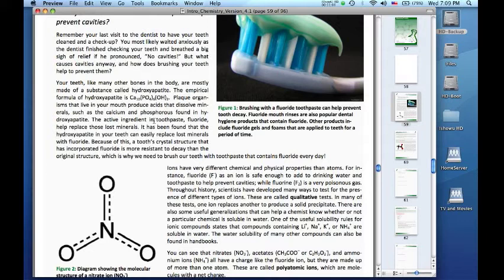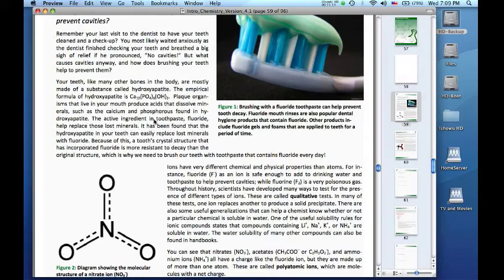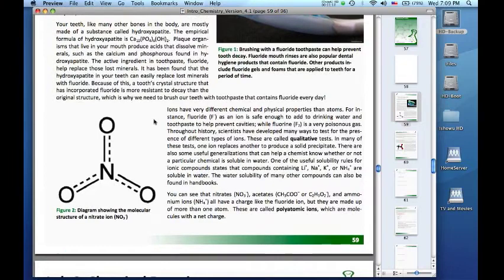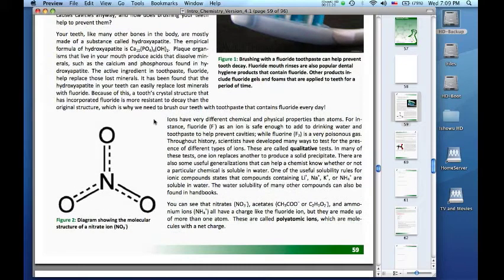And your teeth are hydroxyapatite. And fluoride does a couple of things. Fluoride enters into the hydroxide to make this molecule less soluble. It's also harder, so it makes your teeth physically harder. It makes it harder to dissolve.